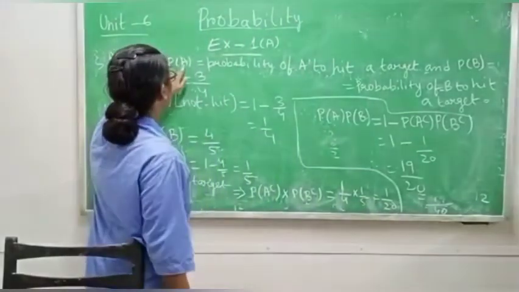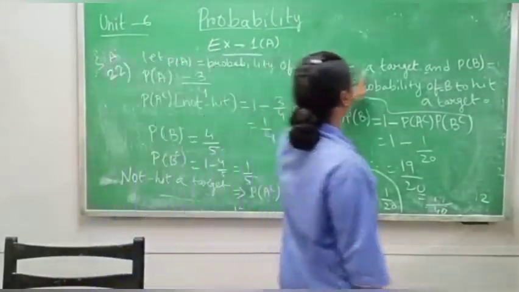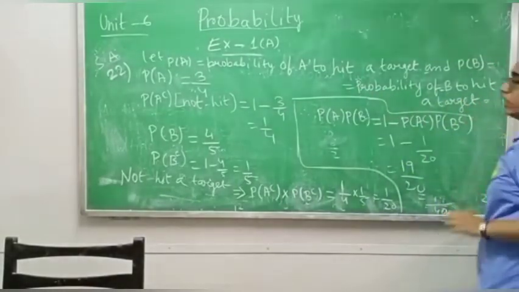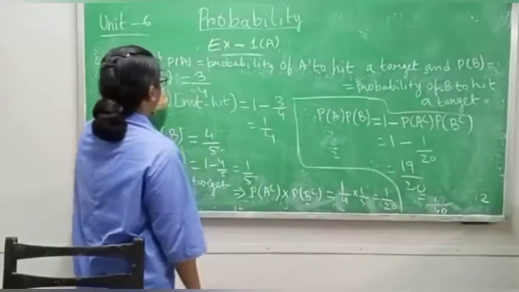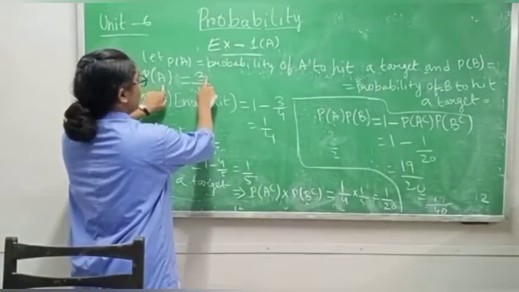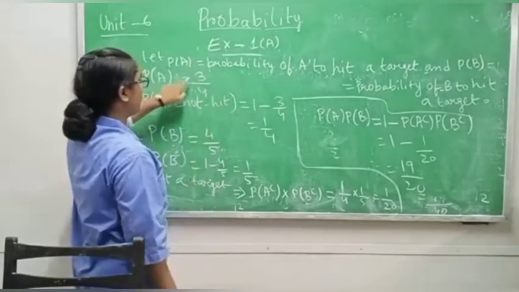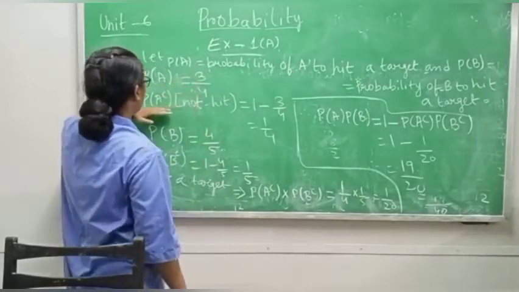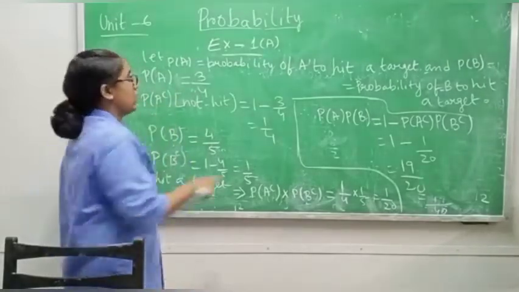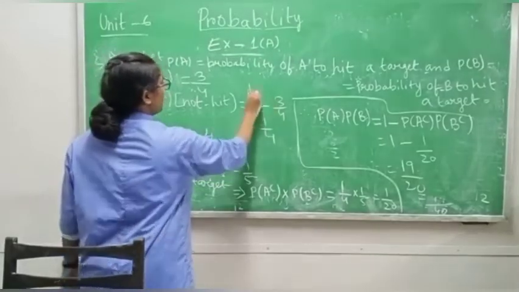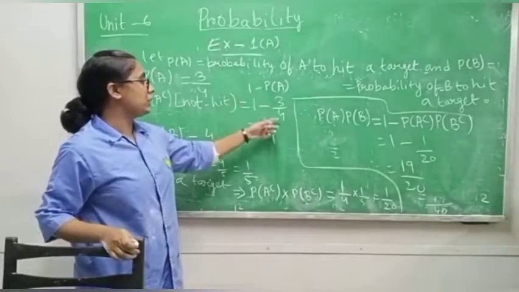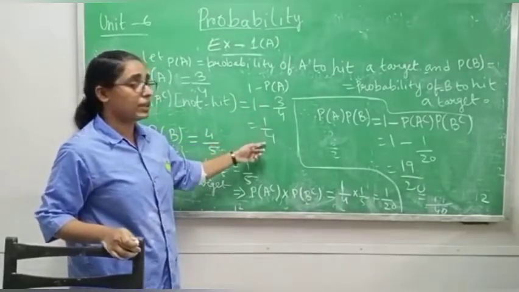So I am taking let PA equals probability of A to hit a target and PB equals probability of B to hit a target. Now PA, probability of A, is 3 by 4. Why? Because total shots are 4 and A is hitting only 3 times. That is why it is 3 by 4. Now PA complement means A is not hitting the target. Means 1 minus 3 by 4. When you take the LCM, you will get 1 by 4.